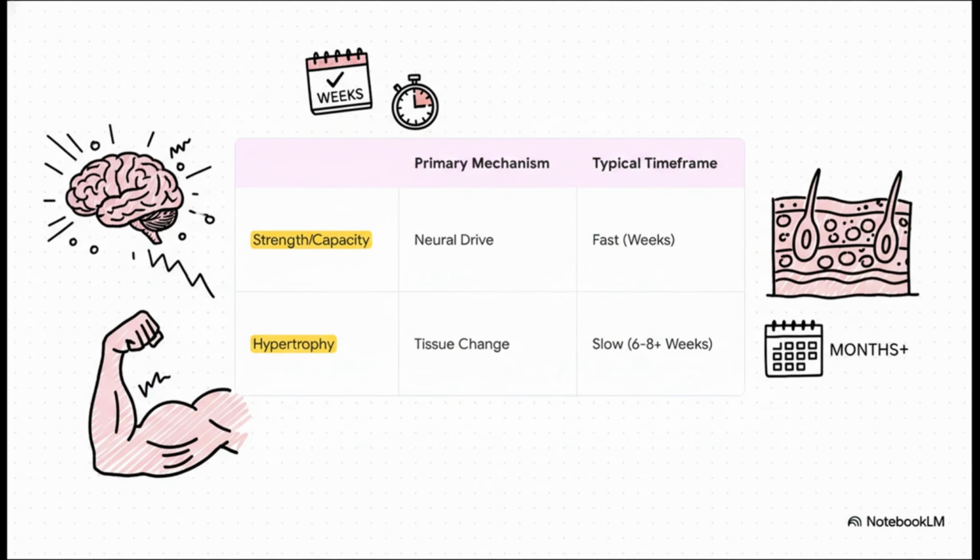Now here's what's so fascinating on this slide. Look at the time frame. Those early gains you see in strength or capacity, the ones that happen in just a few weeks, that's primarily your brain getting better at its job. It's improved neural drive, your brain getting more efficient at recruiting the muscle fibers you already have. Actual hypertrophy, that real tissue change, is way slower. We're talking 6 to 8 weeks, maybe even more. So when your patient doubles their reps in 3 weeks, that's a huge neural win, but it's not new muscle yet.